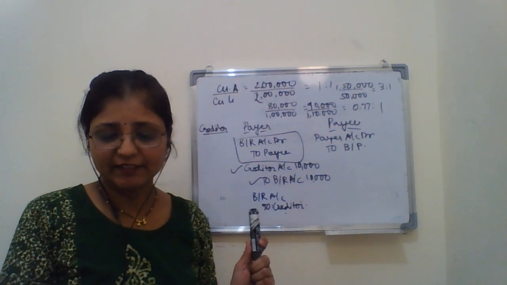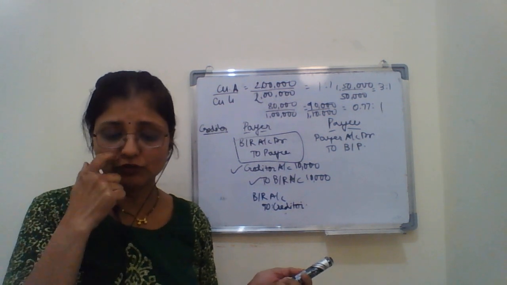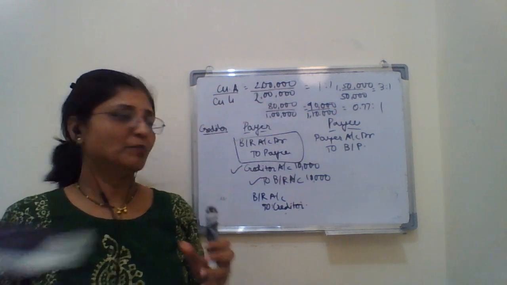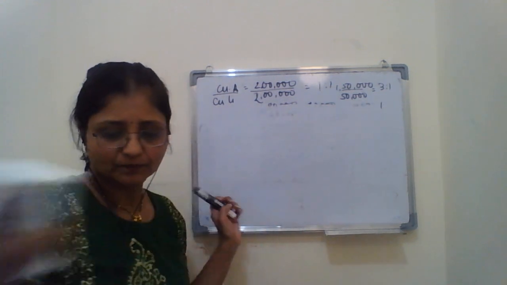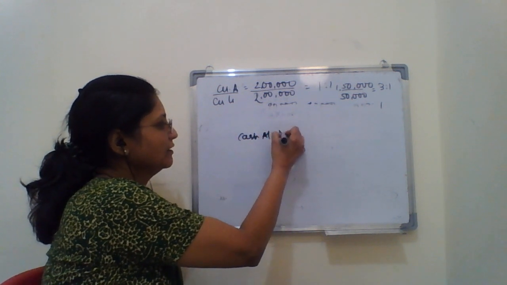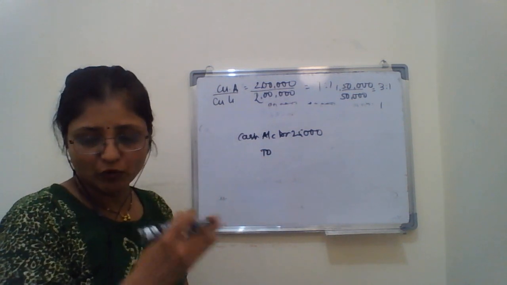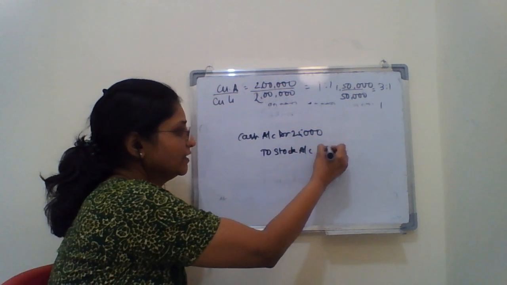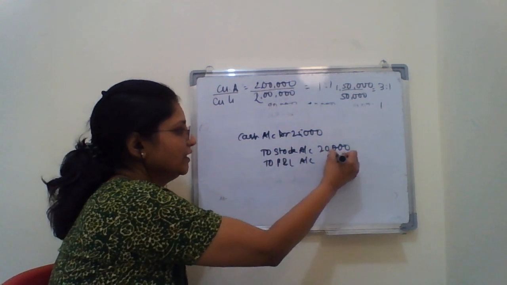Then case H, in this case sale of goods for 25,000, cost 20,000. In this case what entry are we going to pass? We are getting cash of 25,000. So definitely cash account debit 25,000. Okay, and the goods which are going from the business, stock account 20,000, and we are getting profit to P&L account, 5,000 is the profit.